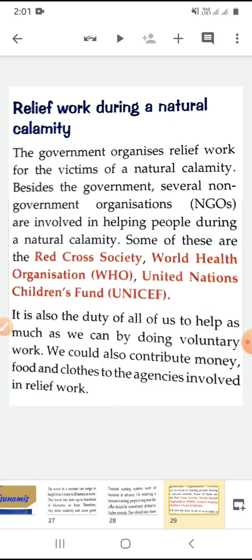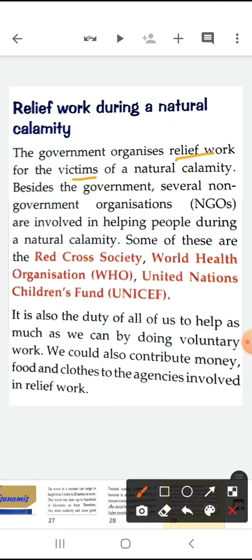Relief work during natural calamities. Now, what is relief work? When we suffer from any natural disaster or calamity, the government organizes relief work for the victims. Besides the government, several non-government organizations, which we call NGOs, are involved in helping people during natural calamities. Some famous NGOs are the Red Cross Society, World Health Organization, and United Nations Children's Fund: Red Cross Society, WHO and UNICEF. These are some NGOs which work at the time of natural calamities.